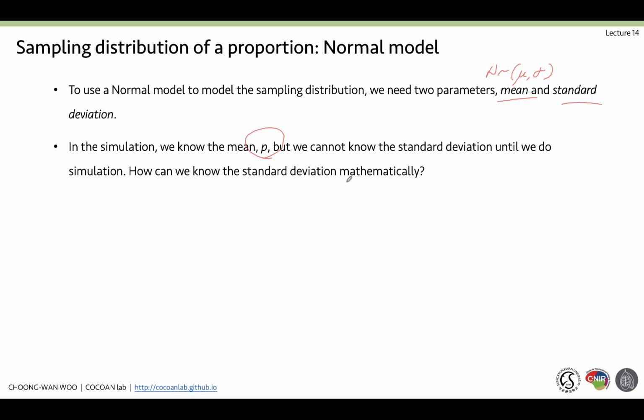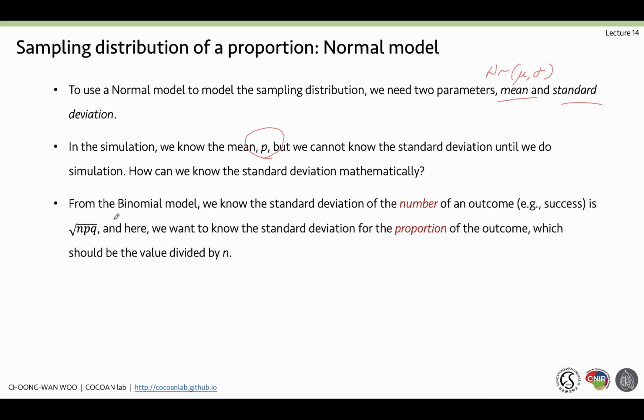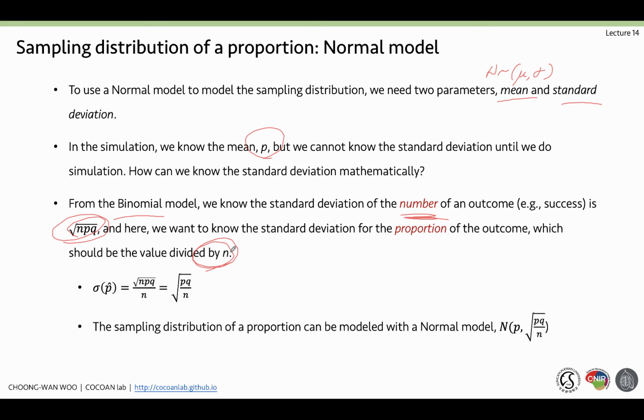How can we know the standard deviation mathematically? For the proportion, it's kind of simple, because from the binomial model, we know the standard deviation of the number of an outcome. That was square root of npq. You learned this. Because we are dealing with the proportion of the outcome, we just divide that by n, and that becomes square root of pq divided by n. So the sampling distribution of a proportion can be modeled with a normal model, with p as the mean and square root of pq over n as the standard deviation.